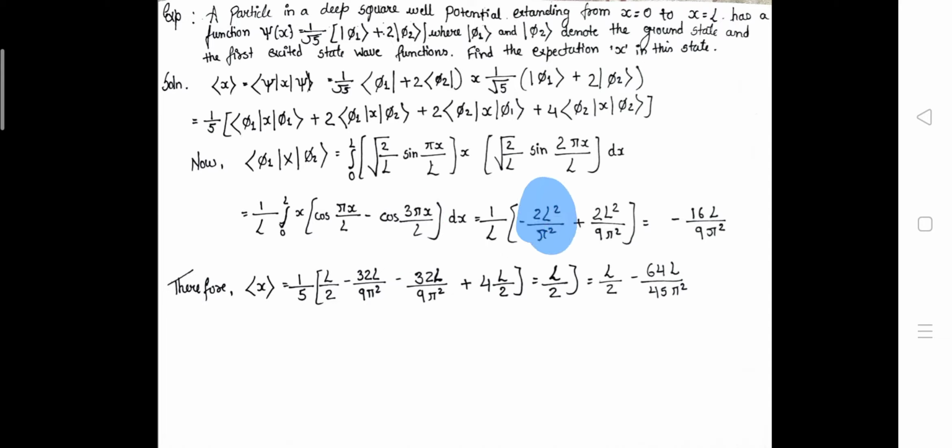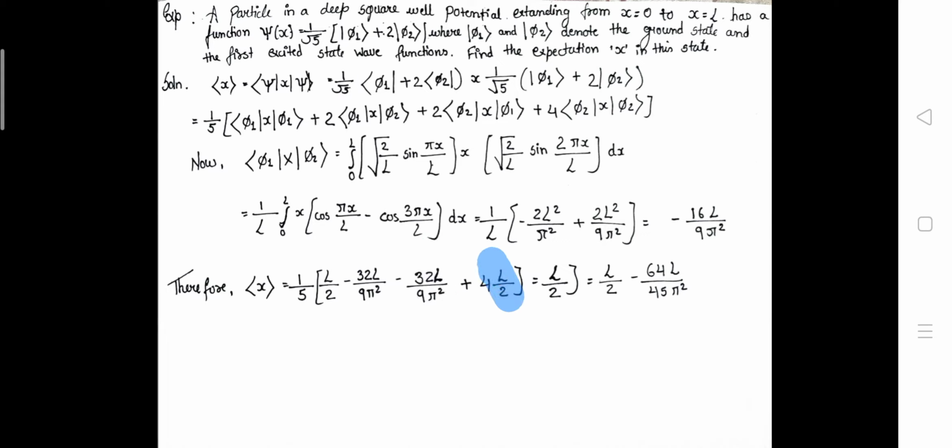So now let's take this value in this particular equation. So we will get the expectation value of x is equal to 1 upon 5 into the bracket L by 2 minus 32 L by 9 pi square minus 32 L by 9 pi square plus 4 L by 2, is equal to, we will get L by 2. So the final value will be L by 2 minus 64 L upon 45 pi square.